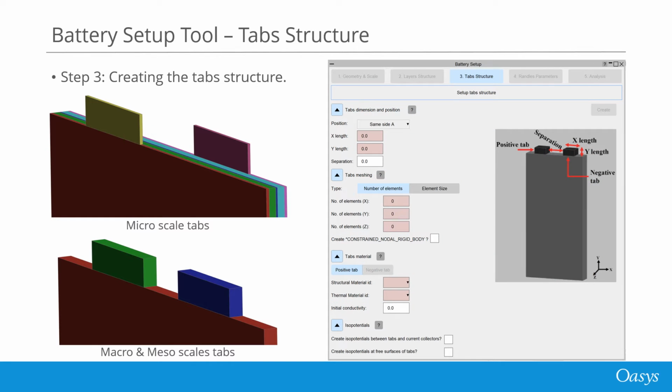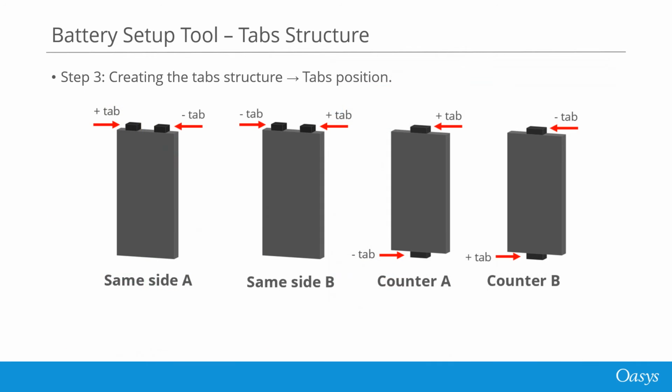The third step involves creating the tab structure. For the microscale, the positive tab will span the positive current collector, while the negative tab will span the negative current collector. For the macro and mesoscales, both tabs will span the whole unit cell. 4 different configurations of tab positioning relative to the layer's unit cell are available to select from.